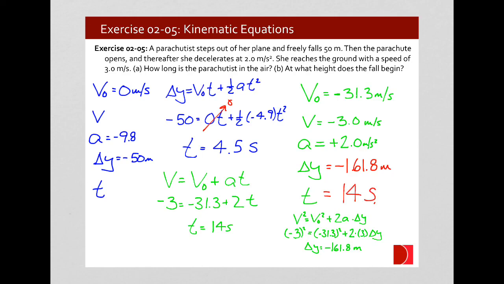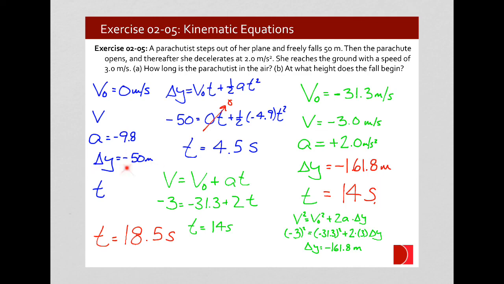So now we have all the information about the initial free fall. We have all the information about the descent with the parachute. If we want the total time that she's in the air, she initially falls for 4.5 seconds in free fall. She descends for 14 seconds with her parachute. That means it's a total of 18.5 seconds.